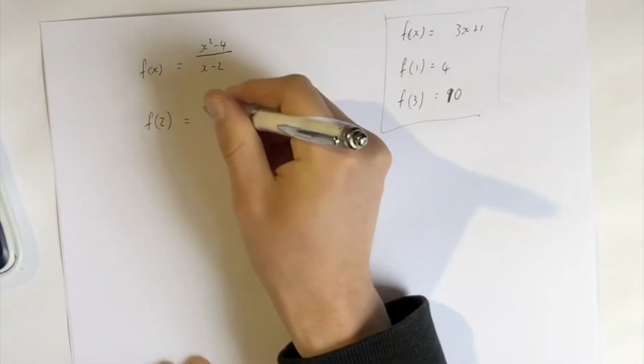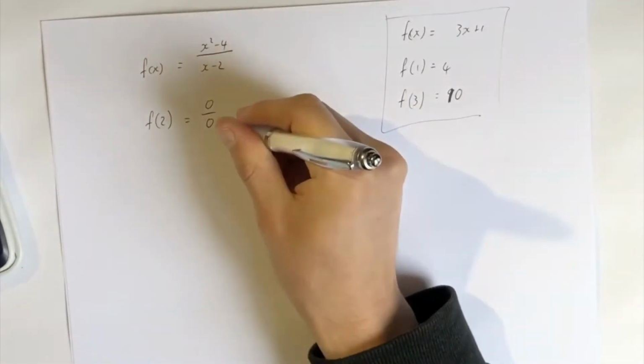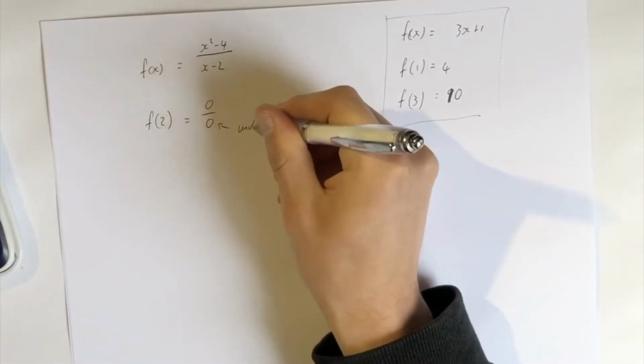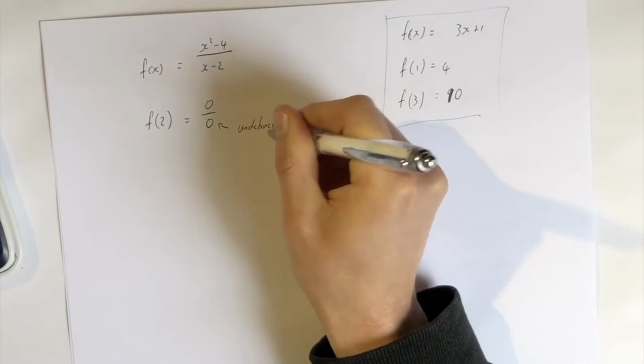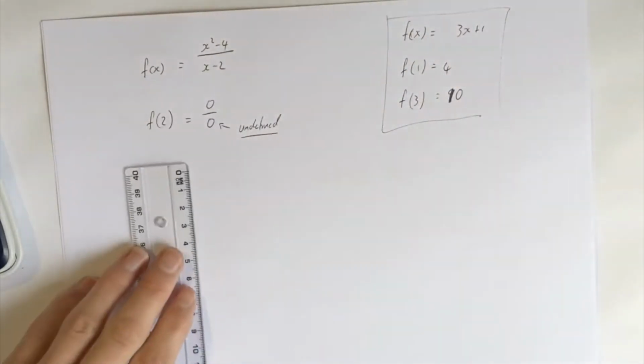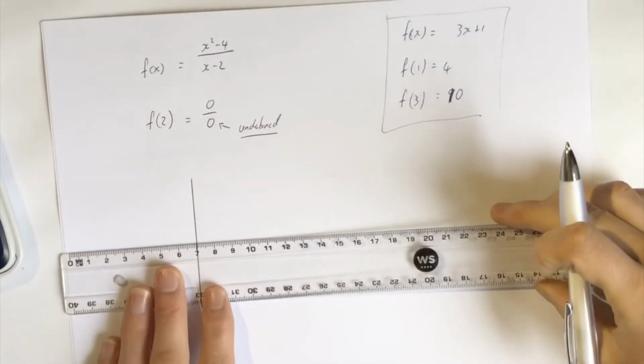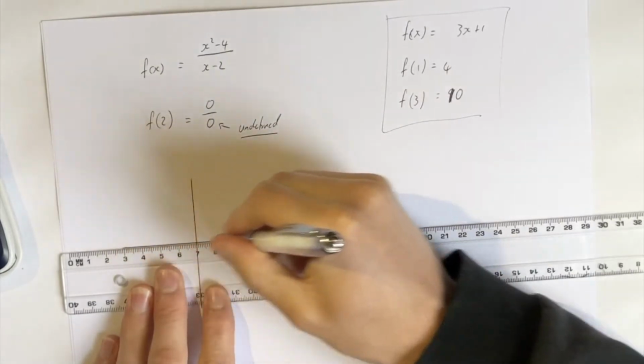So if we put 2 in, we get 0 over 0. And most of you will know that if you divide by 0, it means our function is undefined. So what does that mean? What does that look like to us? What we can do is we can actually have a look at what is happening as we get closer and closer to 2 from both sides.